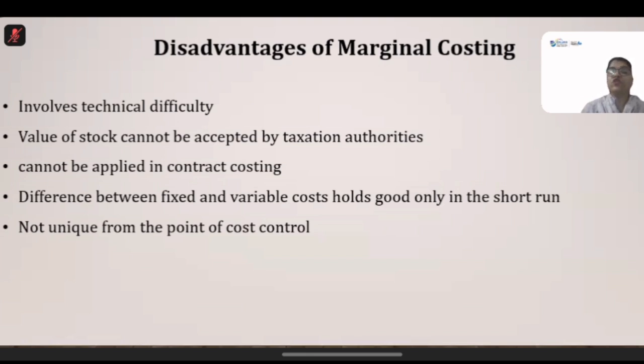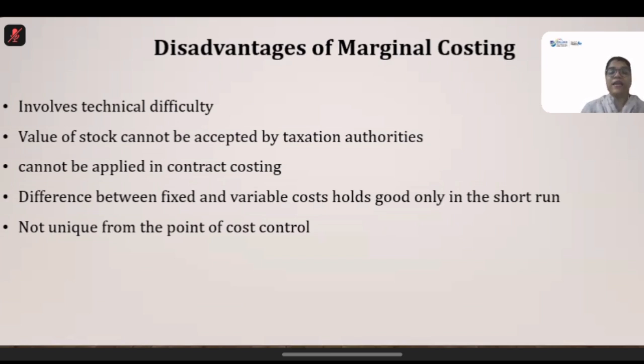Then comes your value of stock cannot be accepted by taxation authorities. That means under marginal costing, only variable costs are included in the valuation of inventories. जिसके वजह से क्या होगा? लोअर वैल्यूएशन होगा इन्वेंट्री कंपेयर्ड टू एब्जॉर्प्शन कॉस्टिंग, जहां पे हम फिक्स्ड और वेरिएबल दोनों यूज करते हैं. तो टैक्स अथॉरिटीज नॉर्मली क्या देखते हैं? दे प्रेफर हाई स्टॉक वैल्यूएशन, बिकॉज हाई स्टॉक वैल्यूएशन होने से क्या होगा? उनका टैक्स ज्यादा मिलेगा, उनको टैक्सेबल इनकम. ओके.